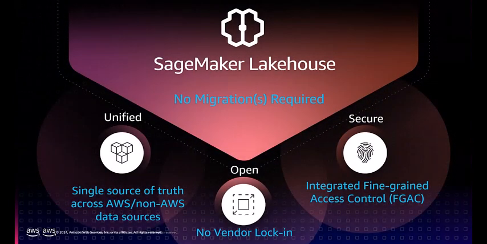So that's where we thought of the concept of SageMaker Lakehouse, which brings a unified experience, like a single source of truth across AWS as well as non-AWS data sources. And you want an open format so that you can use any processing engine. You can move the data from one cloud to another. You can use multiple processing engines, so there is no vendor lock-in associated. On top of it, you need to worry about security, right, and governance. So you need fine-grained access control on top of your data.